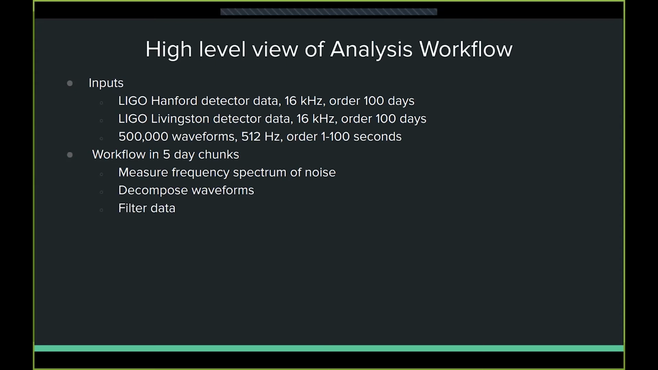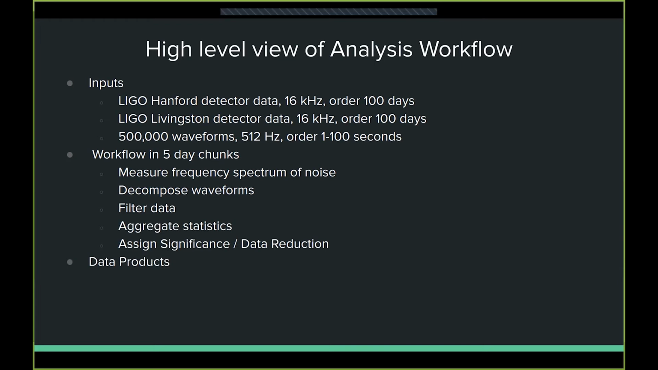Then we actually filter the data. This is where we do a sliding dot product of these 500,000 different waveforms against 100 days of detector data from 2 different detectors. That is where the overwhelming majority of the computational cost comes from. And then the rest is aggregating statistics, assigning significance, and performing data reduction, because we definitely do not need all of the intermediate data products that we produce.